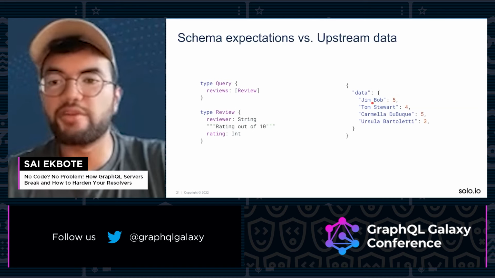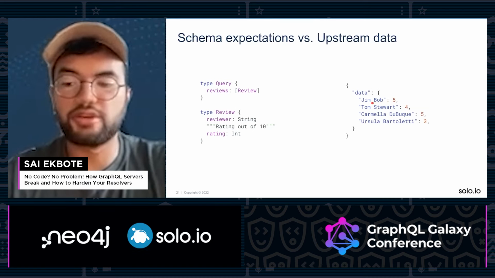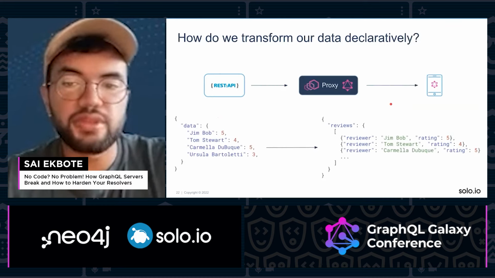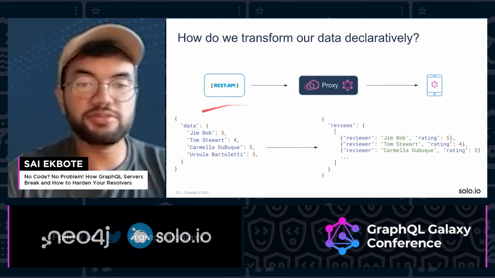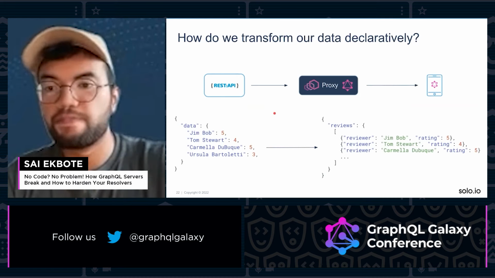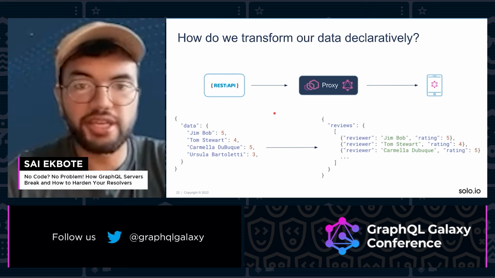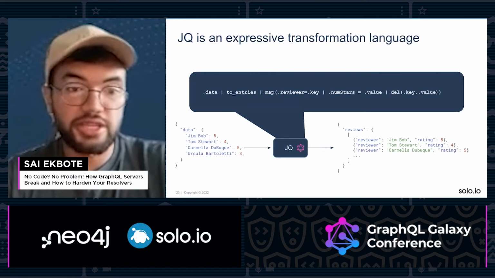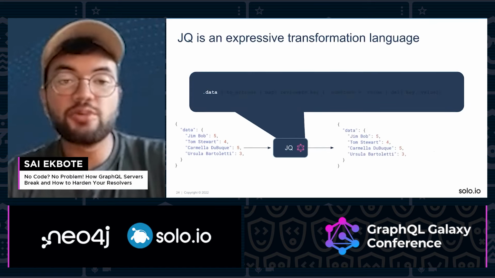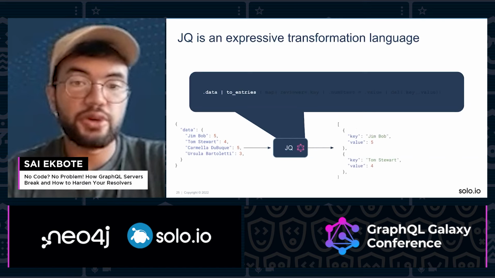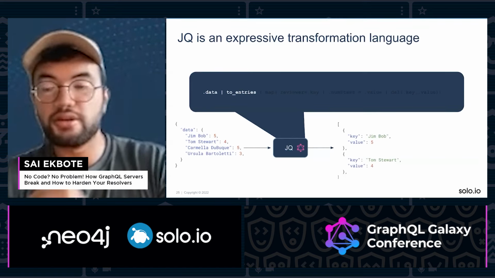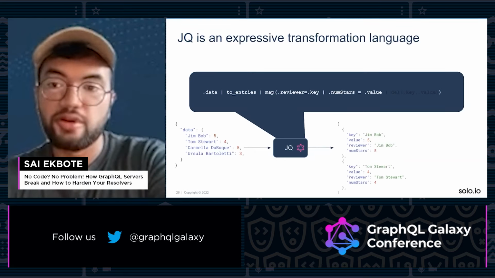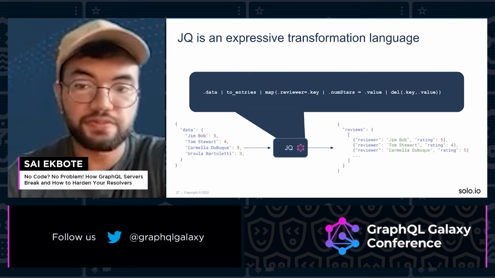Now, this isn't something that GraphQL knows how to natively work with. The GraphQL spec does not include this sort of data shape. So we have the problem of having to transform the upstream data into data that GraphQL servers can actually recognize. And in order to do that, we use JQ, which is an expressive transformation language. And here we're showing that through a series of filters, we are able to transform the upstream response data into data that is actually recognized by our GraphQL schema and our GraphQL filter.